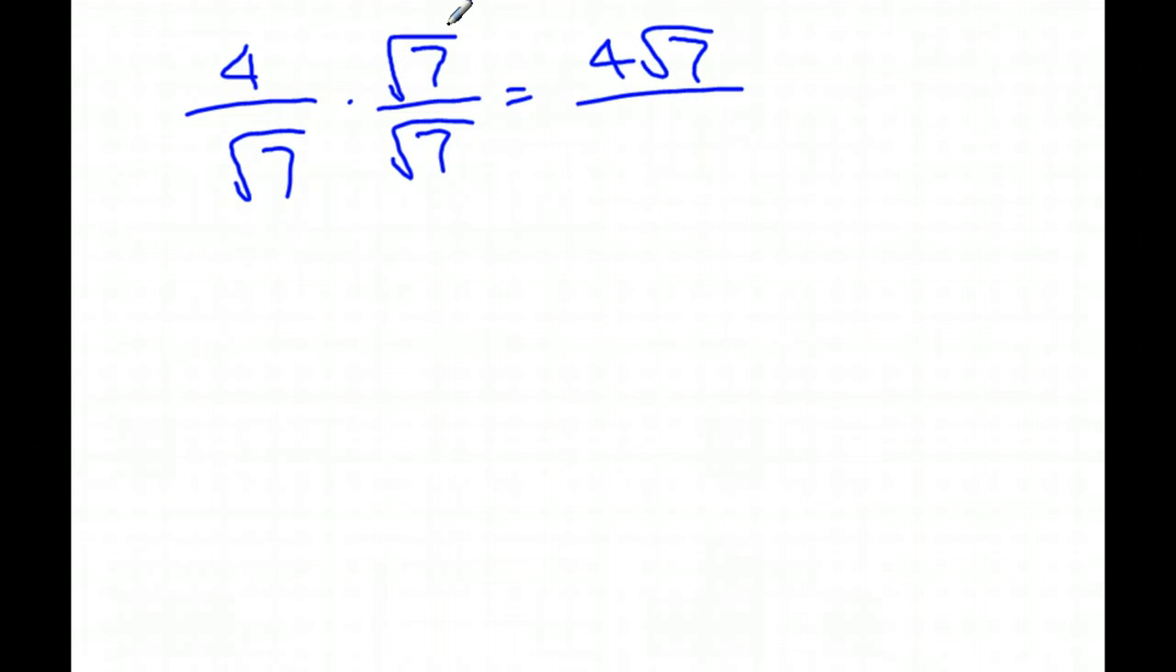What's the square root of 7 times the square root of 7? Square root of 49. What's the square root of 49? 7. So all that does is takes the 7 out of the radical sign. Fantastic. So you don't have to put the square root of 49. Just take the square root sign off the bottom and you're done.